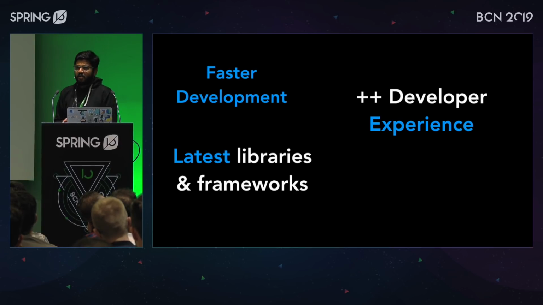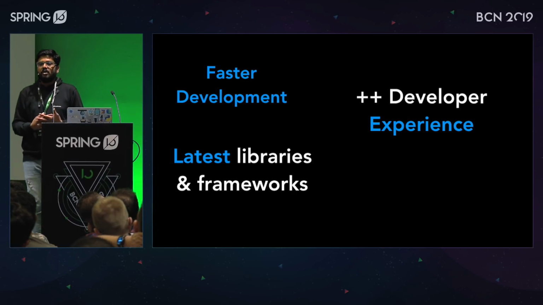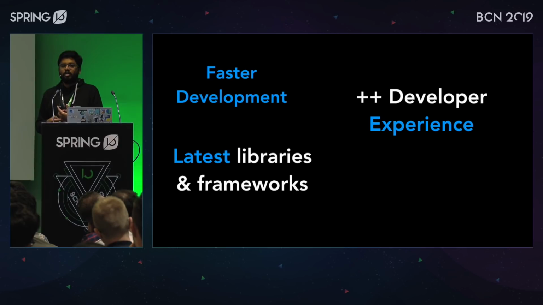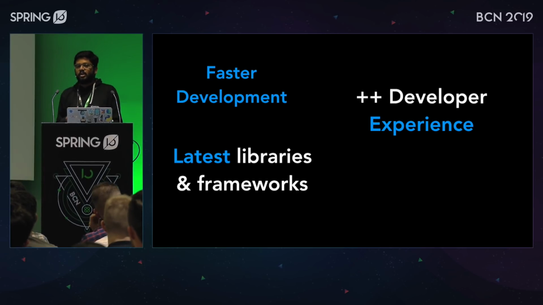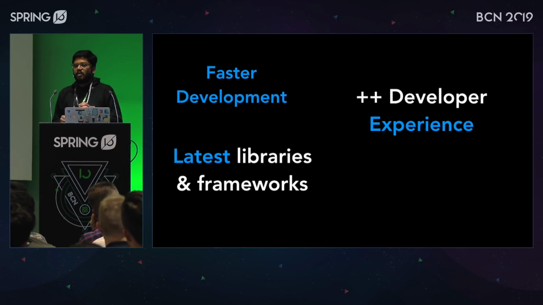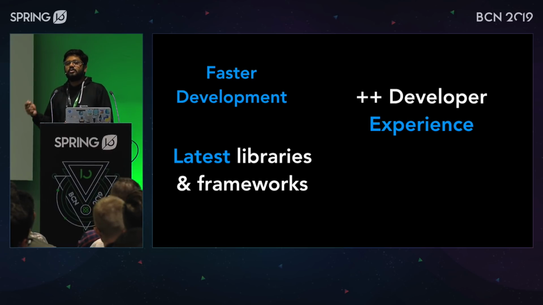That's one thing. We also make sure that we always have the latest libraries and frameworks incorporated, which means that currently we have Java 12 based Docker images and everything, and we also use Jib for creating Docker images, which is much faster than a normal Docker build. So we always try to find the latest libraries and frameworks and make sure that we are incorporating them in the application. That makes you develop applications much faster, and you have the latest features enabled.